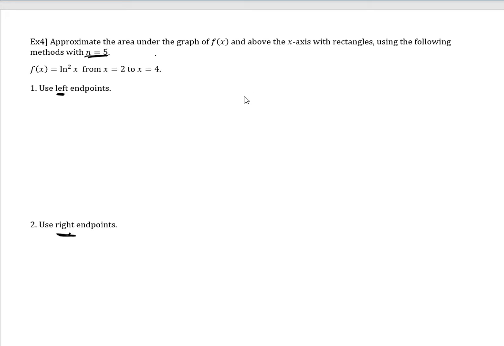So let's first get the base for each of the rectangles, which is our delta x. In this problem, our a is 2 and our b is 4. Our formula is to subtract the smaller x from the bigger x, and then divide by the number of rectangles, which is n. So we have 4 minus 2 over 5, which gives us 2/5, or as a decimal, 0.4. That's the base of each rectangle.